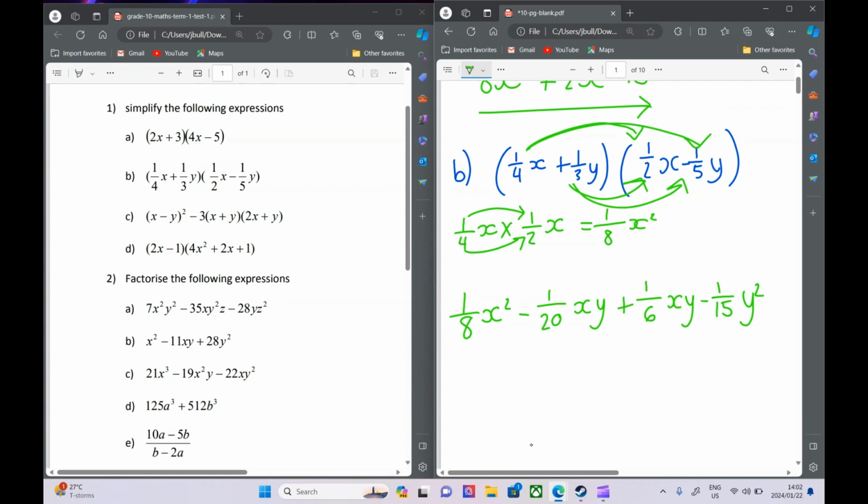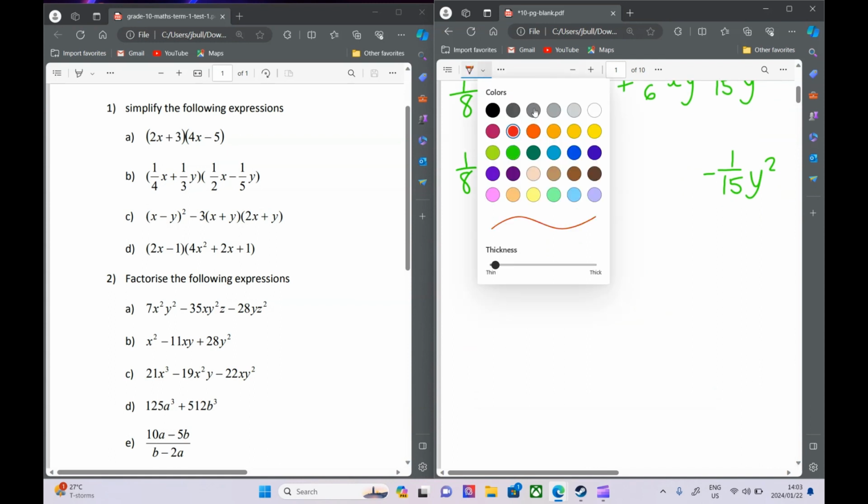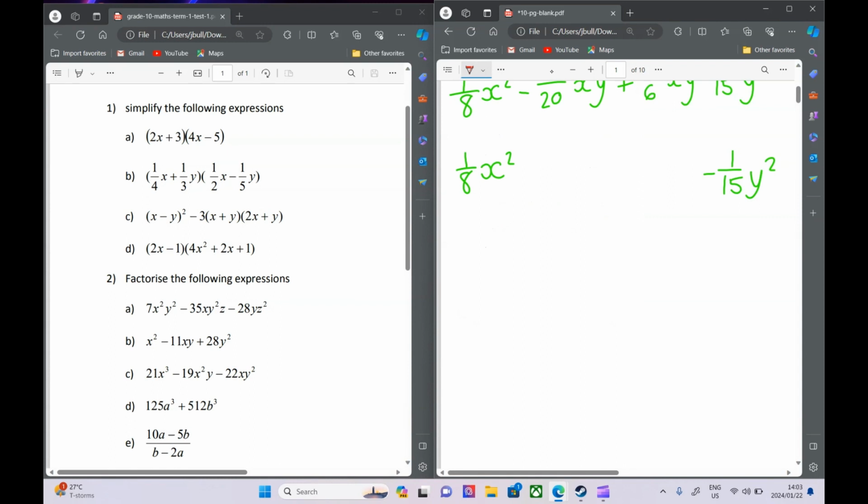Okay, which we can then simplify a bit. So we can't simplify this first term because there's no other x squared terms. So that's going to stay the same. And the last term is going to stay the same. But then we need to simplify this xy. To do that, we need to make sure that the base is the same because we can't add them how they currently are. So what we have to do is convert this minus 1 over 20 xy and the 1 over 6 xy. We need them to have the same base.